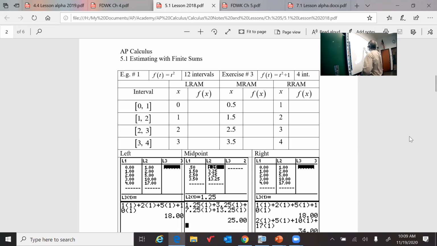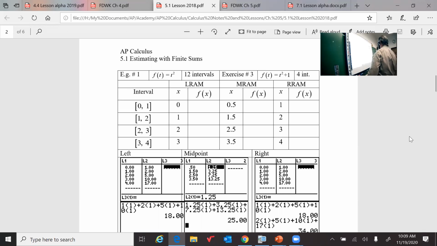So for LRAM, the inputs would be 0, 1, 2, 3. For MRAM, halfway between each pair. For RRAM, the right-hand endpoints, 1, 2, 3, 4. Building this interval to the left, I think, helps you build the input. Make sense? Because when you write the interval, you say, okay, for LRAM I'm taking these values, for RRAM I'm taking those values, and for MRAM I'm taking halfway between.